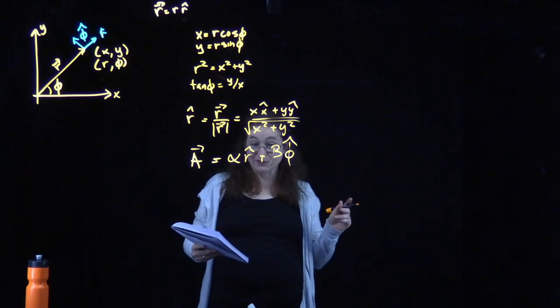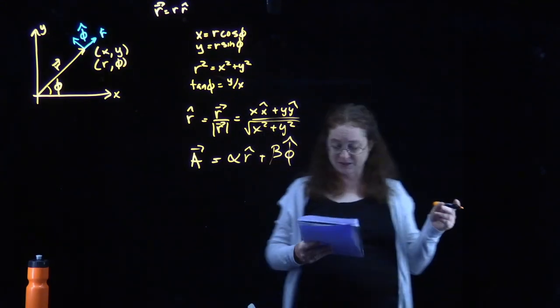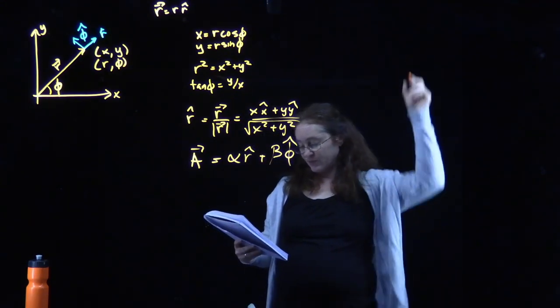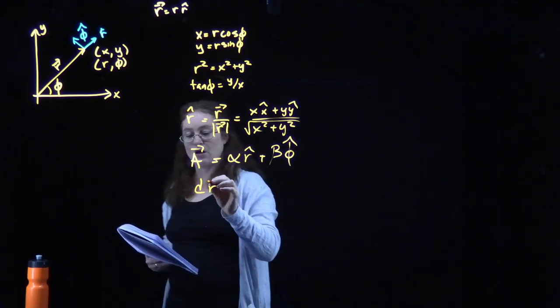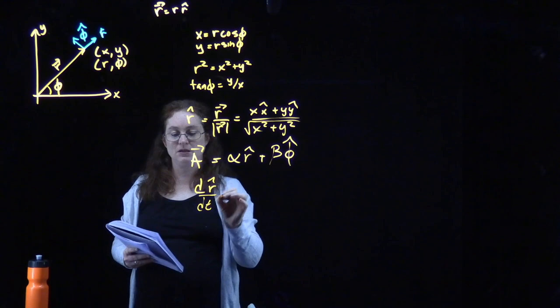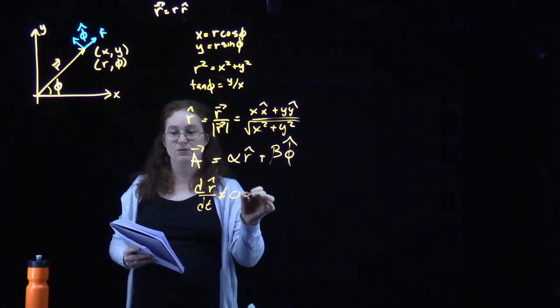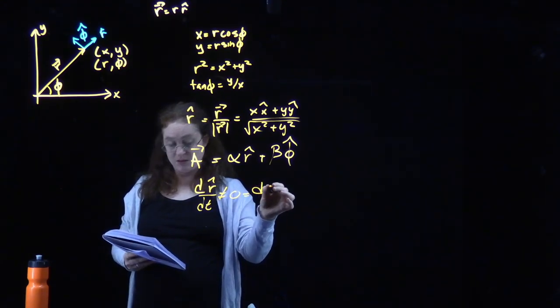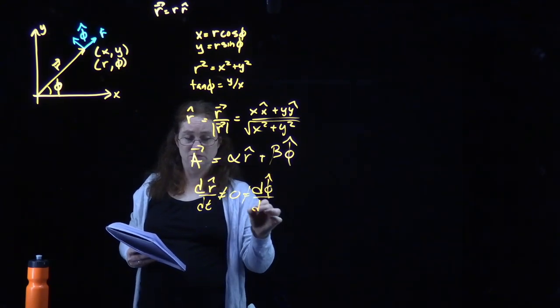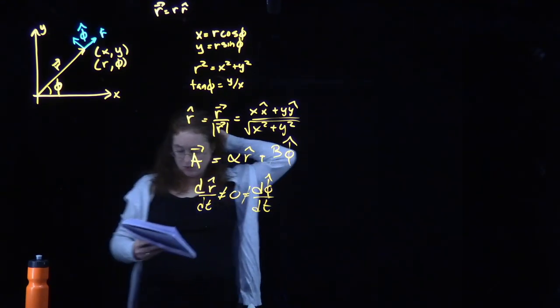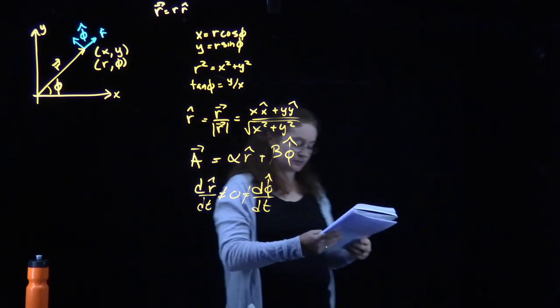Okay, so now our unit vectors are not, in fact, constant. So neither dr hat dt is equal to zero, nor d phi hat dt is equal to zero. We have to be a little bit more careful.